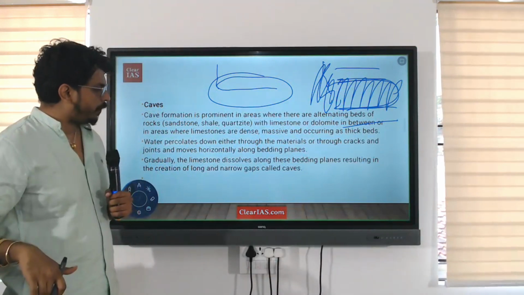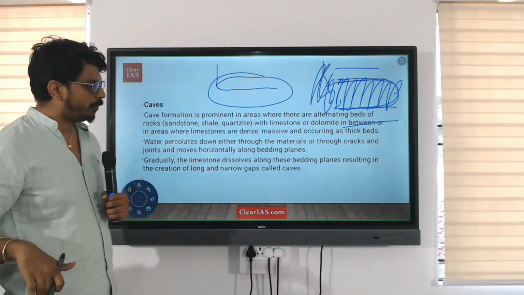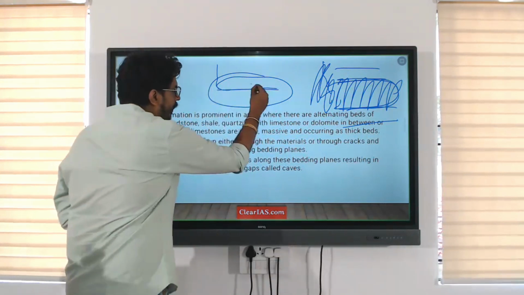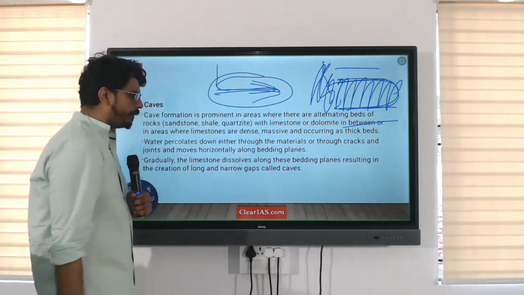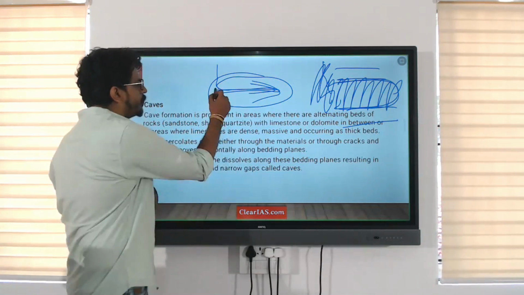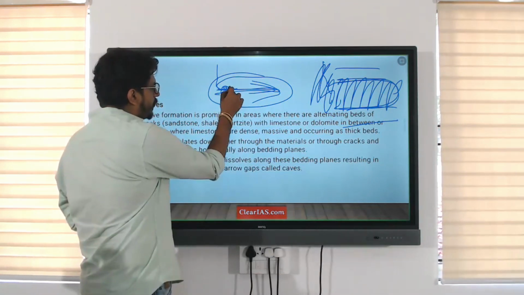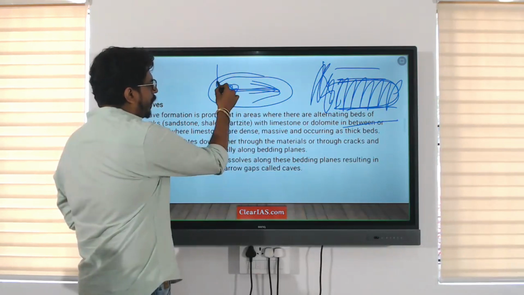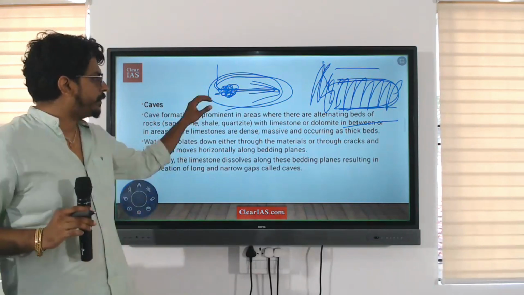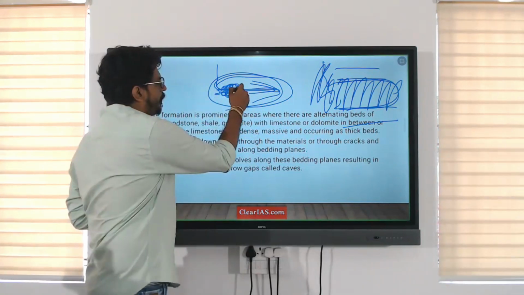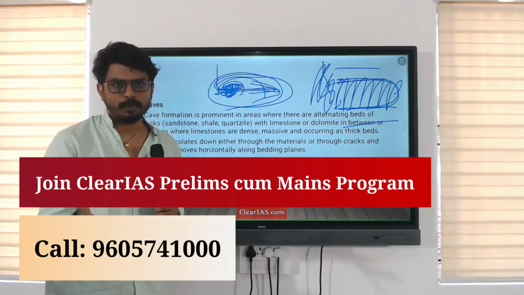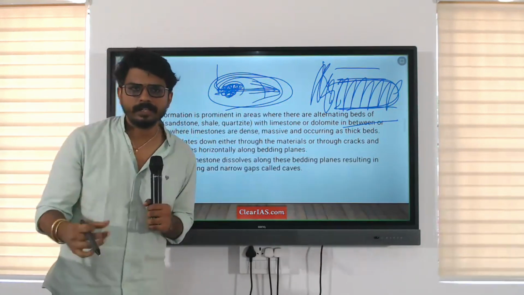Water percolates down either through the materials or through cracks and joints and moves horizontally along the bedding plane. I told you it would start moving horizontally. And when it starts moving horizontally, it will slowly start dissolving the limestone and then it will form caves. It is eroding the limestone from here and removing it. Erosion. Caves mean vacuum space. The limestone has been removed, right? Erosion.